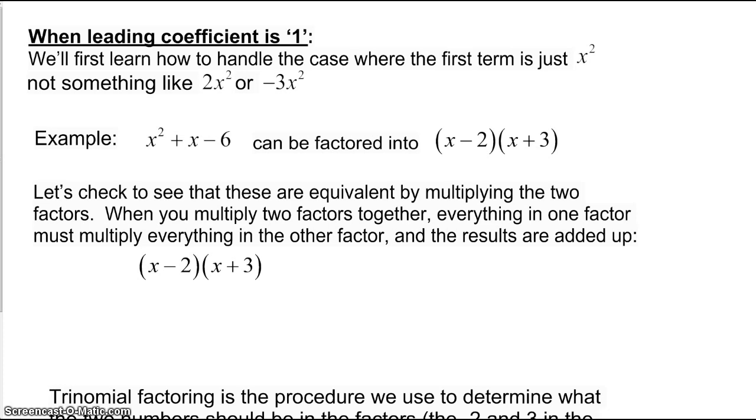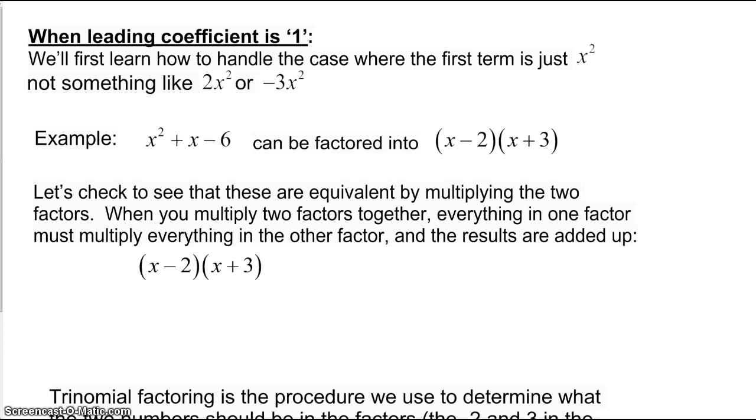Okay, so this video will talk just about the case where the first coefficient is a 1. In other words, the trinomial starts with x squared, not with something like 2x squared or negative 3x squared. So something like this, x squared plus x minus 6. And you can show that this can be factored into x minus 2, that quantity, that binomial, times another binomial, x plus 3.